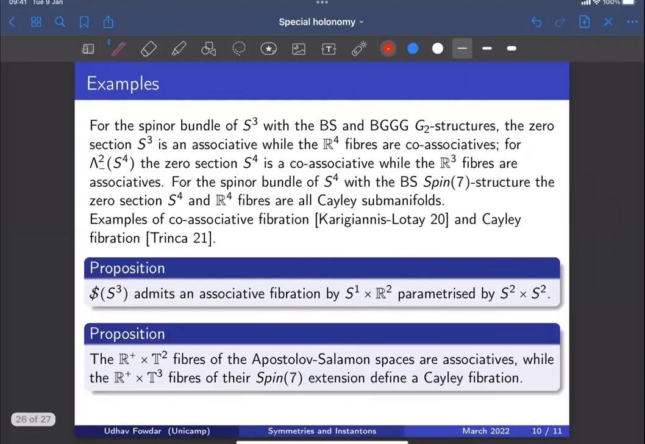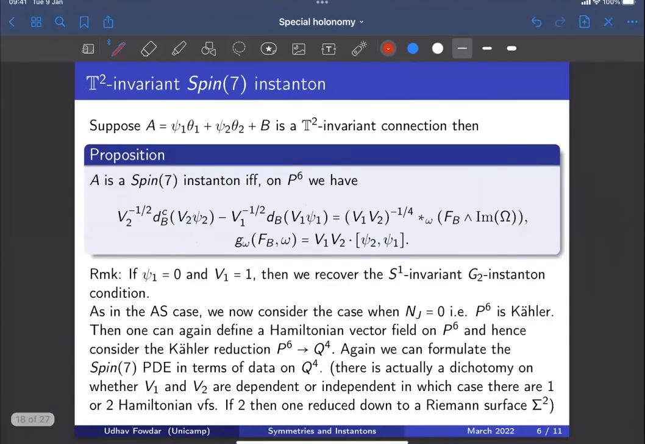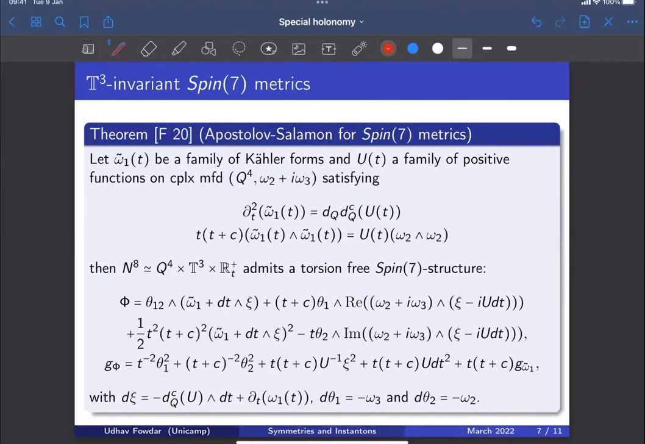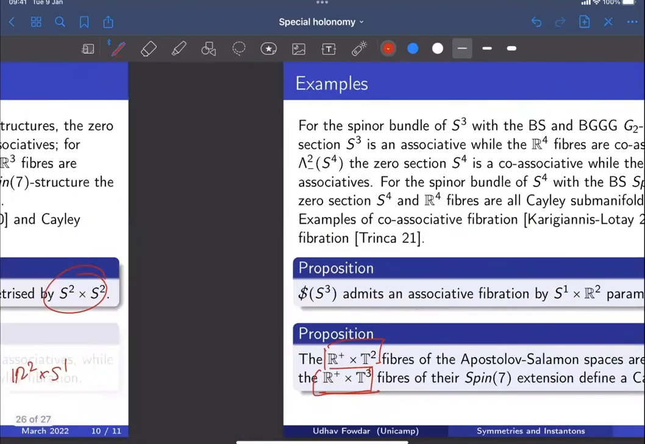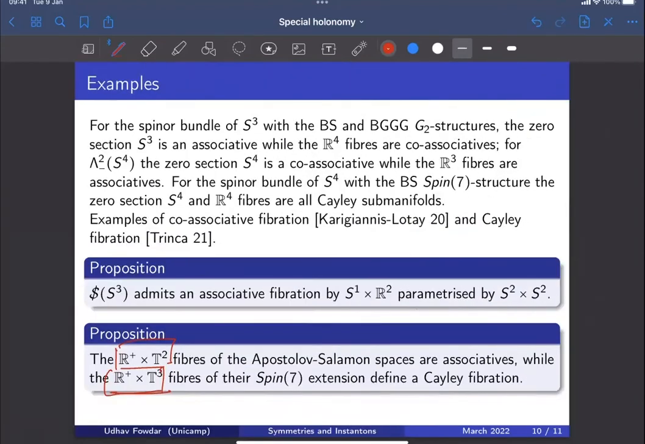Other examples of associatives that have appeared in this talk are, for instance, the fibers of the Apostolov-Salamon spaces, which are T2. So we have this T2 action crossed with this R direction, and this gave examples of associative fibrations for the Apostolov-Salamon spaces, and the R plus cross T3 fibers in the Spin(7) analog also define Cayley fibrations. This can easily be seen from the expressions that we saw earlier. For instance, the four form here is given by the following expression, and you will see that this term here will precisely calibrate the T3 cross R plus fiber in this instance. So there are plenty of examples of associatives and Cayley fibrations.